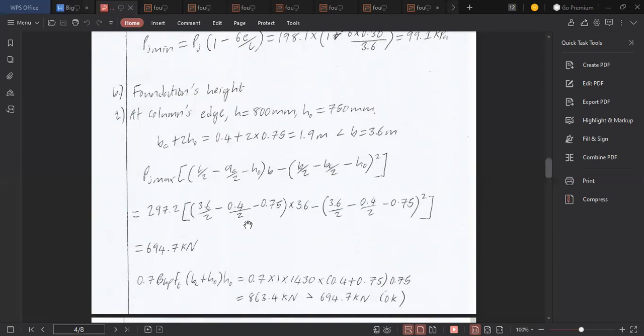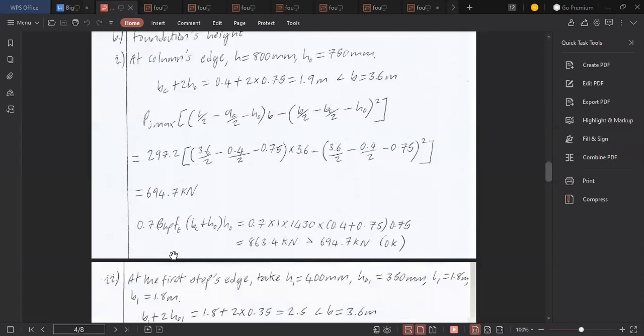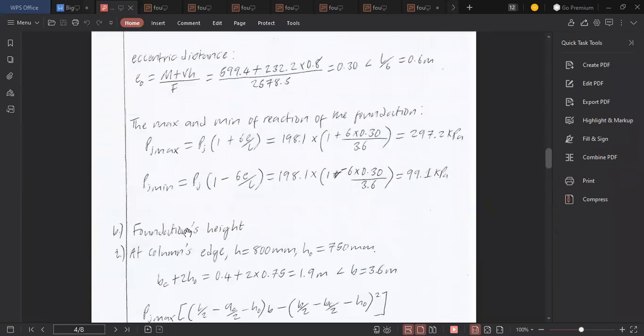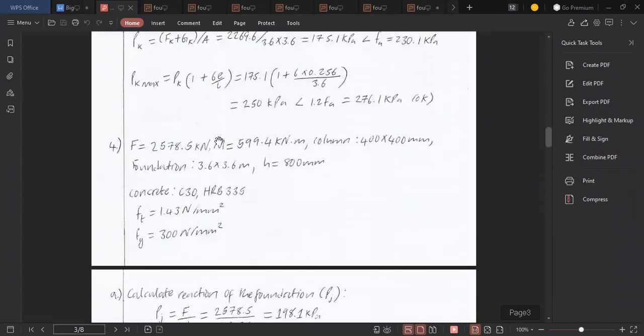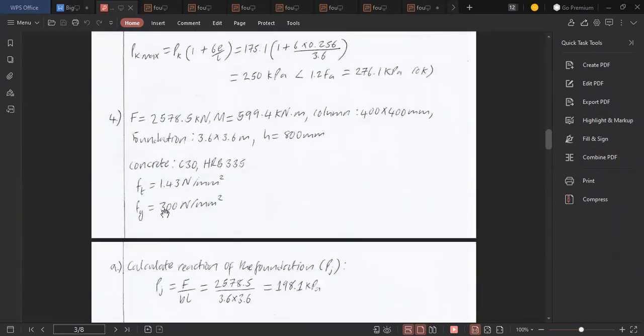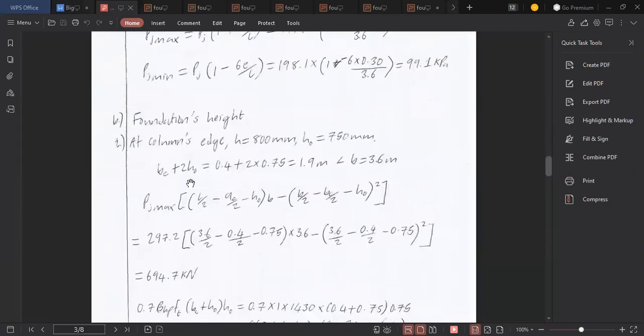So you replace and find the value, and then you check this formula: 0.7 beta HP FT. Did she put her data anywhere? Oh, the data is here. We've been given the concrete grade and the steel grade. Our concrete is C30 and our steel is HRB 335. So we have FT and FY. These are the same for everyone, so those are the values we're using here.